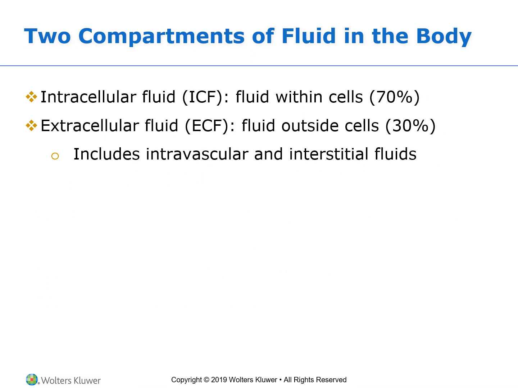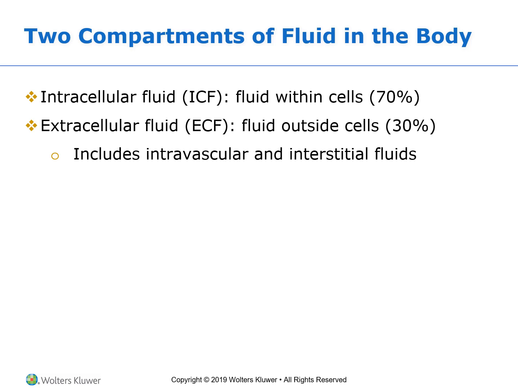So the fluid is located in two main compartments: the intracellular, or in the cell, and extracellular, outside of the cell. The intracellular fluid makes up about 70% of the total body water, or 40% of our body weight. The extracellular fluid makes up about 30% of the total body water, or 20% of our total body weight. Extracellular fluid includes two major areas, intravascular and interstitial. The intravascular is the liquid component of our blood, and interstitial is fluid that is around the tissue cells, and it also includes the lymph fluid.